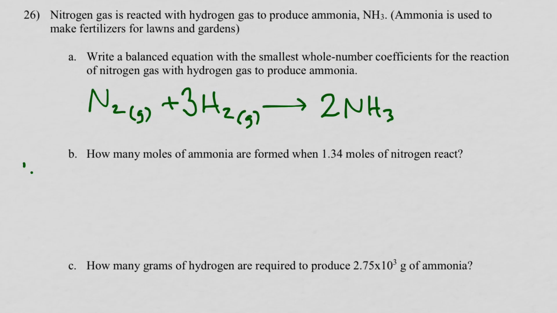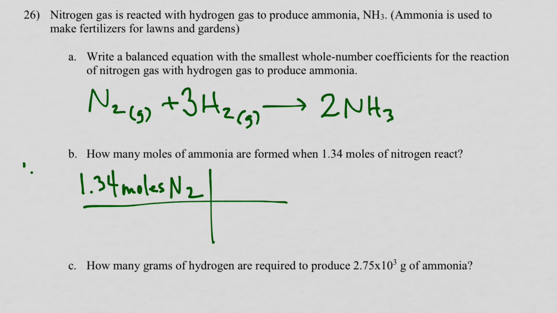So in letter B, it says how many moles of ammonia are formed when 1.34 moles of nitrogen react. So 1.34 moles of nitrogen is our given, and you must fully label this. So we have 1.34 moles N2, and we're trying to calculate the moles of ammonia. So now, moles of nitrogen, 1 mole N2 for every 2 moles NH3. How do I know that? Those are the coefficients from my balanced equation.